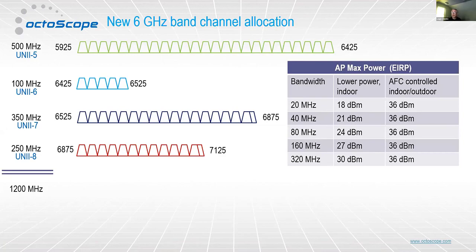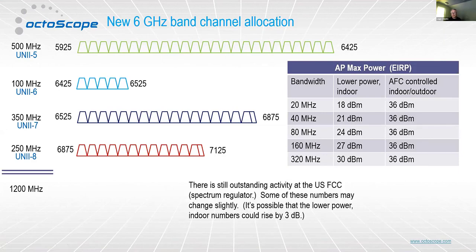And when we do that, basically the total maximum transmit power for all of these is the same at 36 dBm. FYI, there's still some ongoing activity, at least in the United States, about these. These numbers may change, so this slide may not be exactly right in the future, but it's correct right now. But again, there's still some ongoing activity.